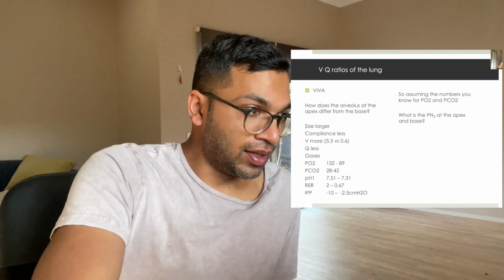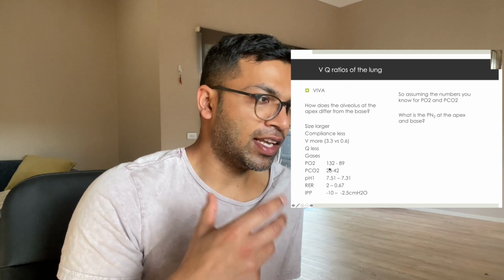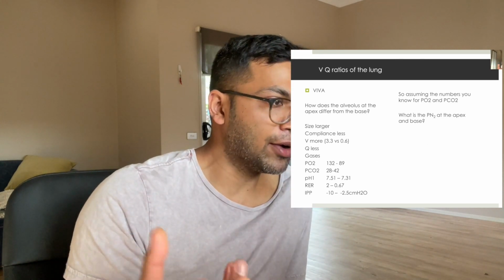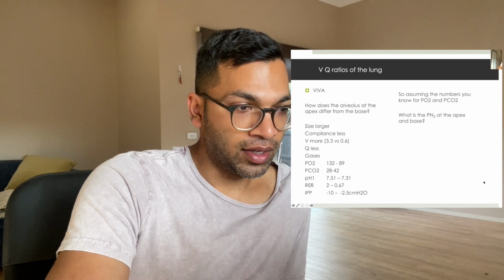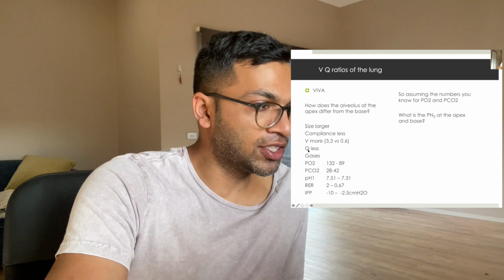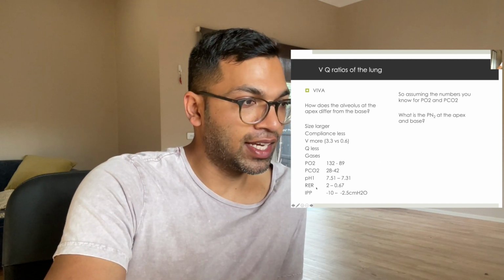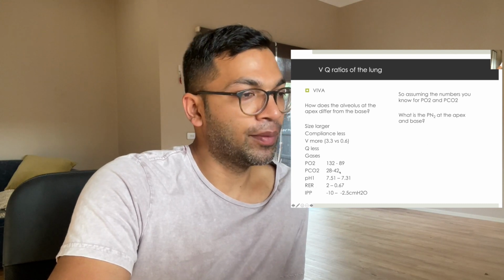So let's say I've given you these pressures. Let's say in the Viva they say here's an alveolus at the apex. How does that differ to the base? And you get a whole bunch of things, and Mish went through that really well. Size, compliance, ventilation, perfusion, and then a whole bunch of gases. And then they go, okay, that's all good and well. Now tell me the PN2.